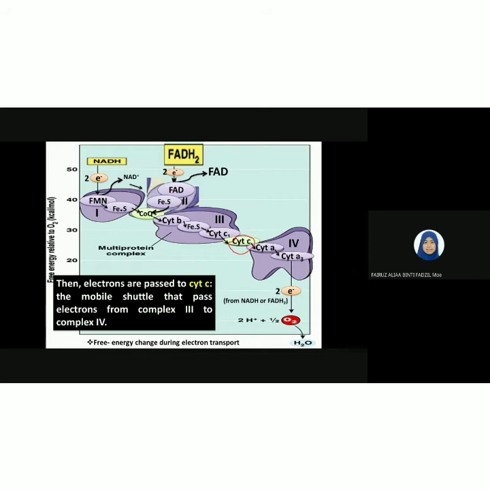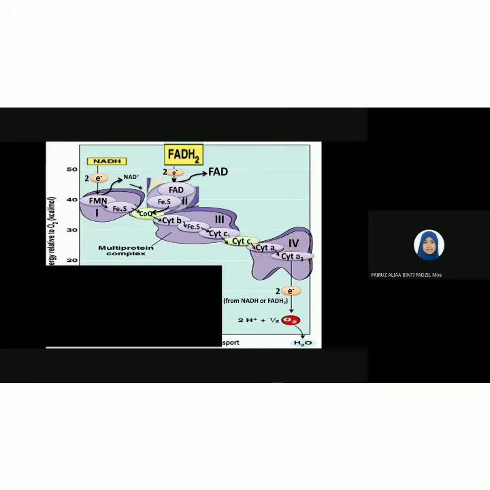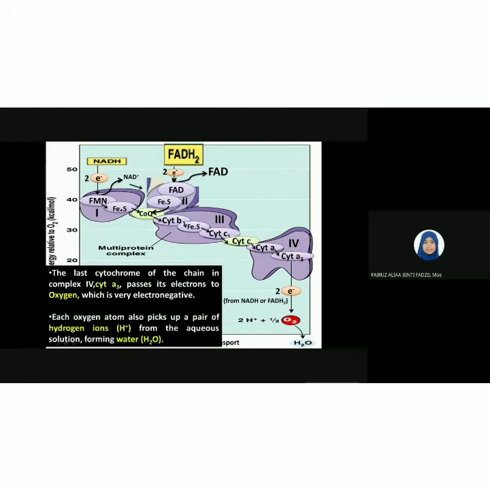Cytochrome C1 passes the electrons to cytochrome C. Cytochrome C, just like coenzyme Q, is also mobile. Mobile means this electron carrier can go here and there, can move around. Then cytochrome C shuttles the electrons to the next neighbor in complex 4, cytochrome A. Then cytochrome A passes the electrons to cytochrome A3. Last one, what happened to the electrons accepted by cytochrome A3? Finally, cytochrome A3 passes the electrons to the final electron acceptor, oxygen.